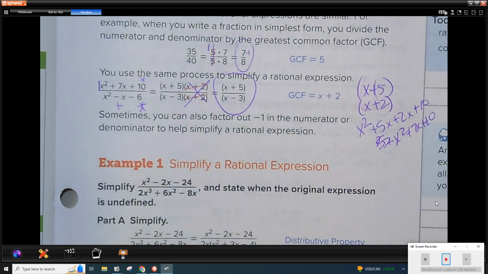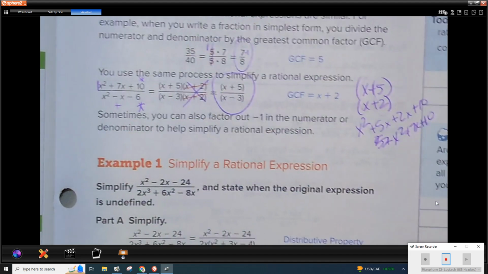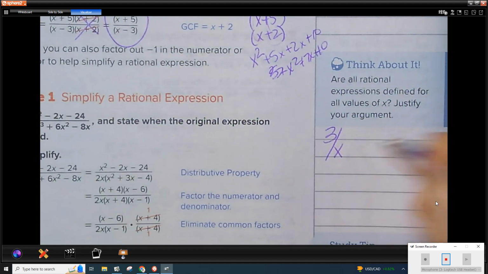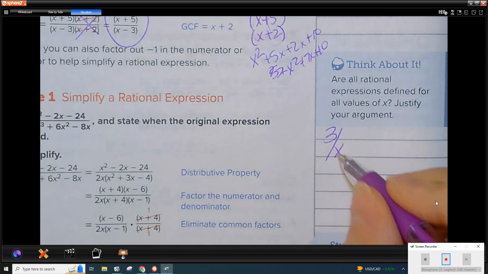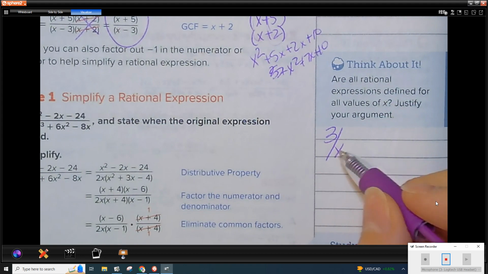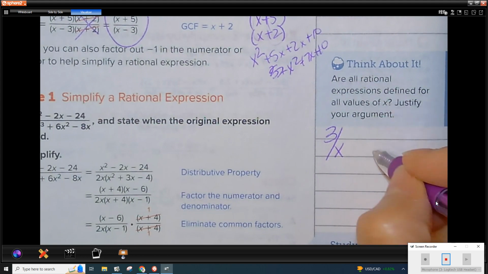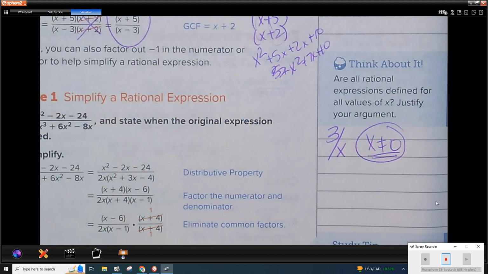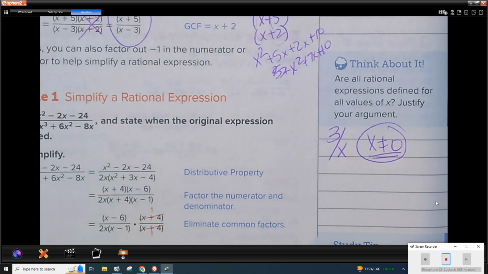The thing about simplifying expressions, if you ever have x in the denominator, 3 over x, there is a number that does not exist for this. This denominator cannot be 0. So in order for this to be 0, dividing by 0, x cannot be 0. So you have to state your restrictions from the original problem. If you don't know it from the original problem, you have to do it from the factors of the original.